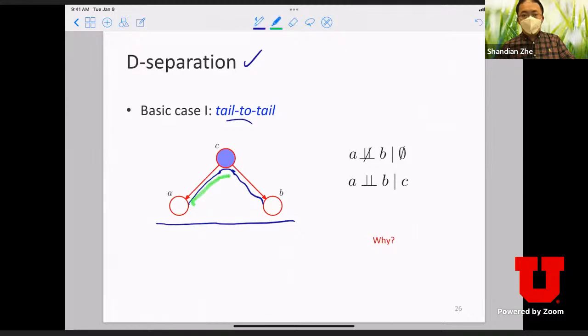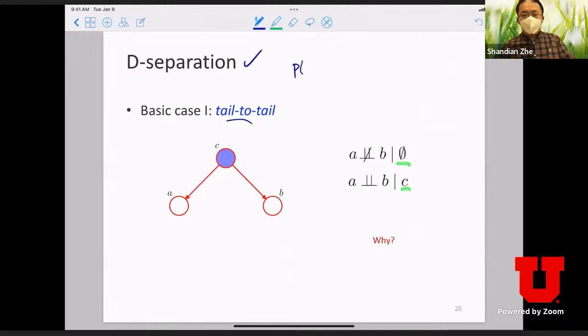So for this tail-to-tail structure, we conclude that if we condition on nothing, A and B are dependent, not independent. However, if we condition on C, A and B are independent. So how can we see this point?